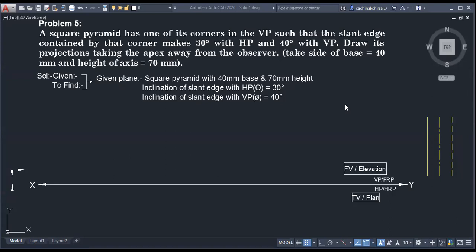A square pyramid has one of its corners in the VP such that the slant edge contained by that corner makes 30° with HP and 40° with VP. Draw its projections, taking the apex away from the observer. Take side of base equal to 40 mm and height of axis equal to 70 mm.